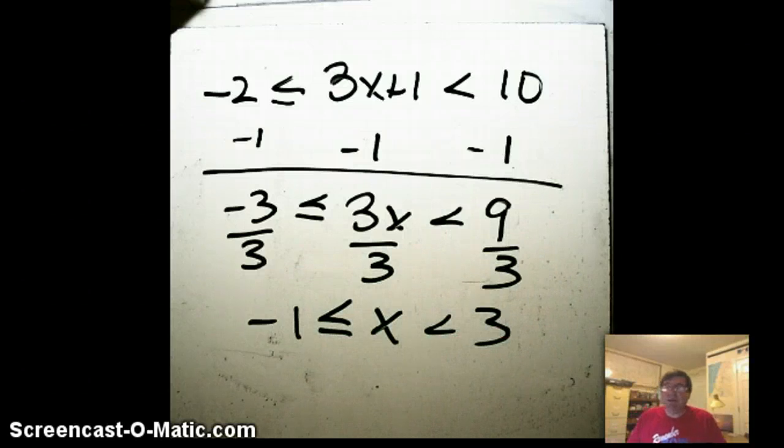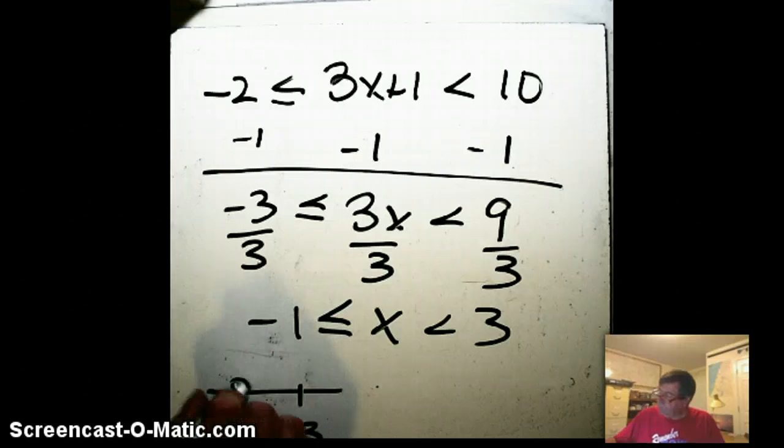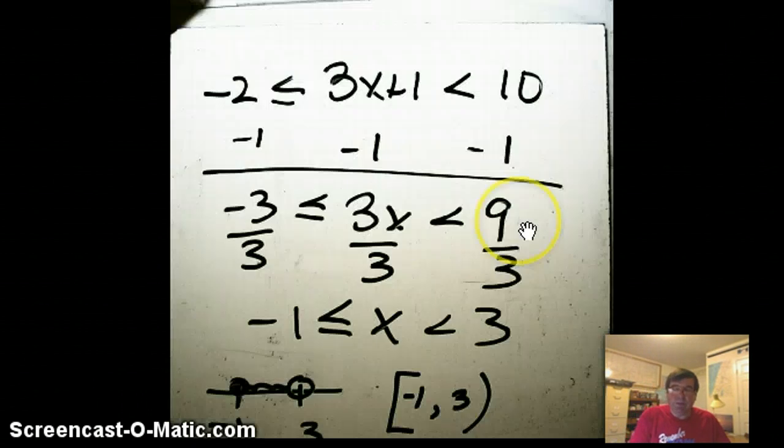Can I graph that? Sure. Could I do interval notation? Sure. Let's see, the negative 1 is included. It stops at 3, but the 3 is not included. Again, that's interval notation for that answer.